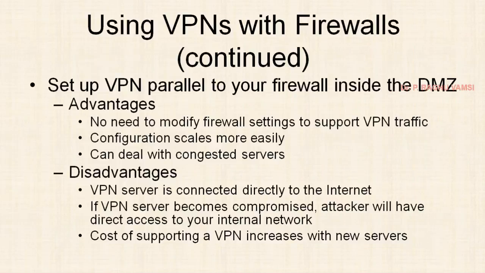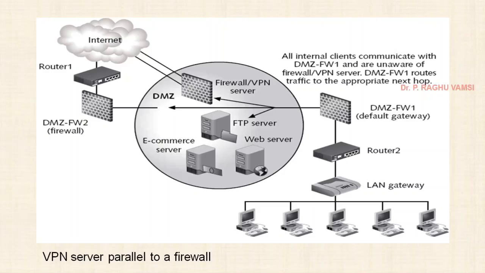But if you use a VPN parallel to the firewall inside the DMZ, the advantage is no need to modify the firewall settings to support VPN traffic. Configuration scales more easily, and it can deal with congested servers. In the case of disadvantages, the VPN server is connected directly to the internet. If the VPN server becomes compromised, then the attacker will have direct access to the internal network. The cost of supporting a VPN also increases with new servers.